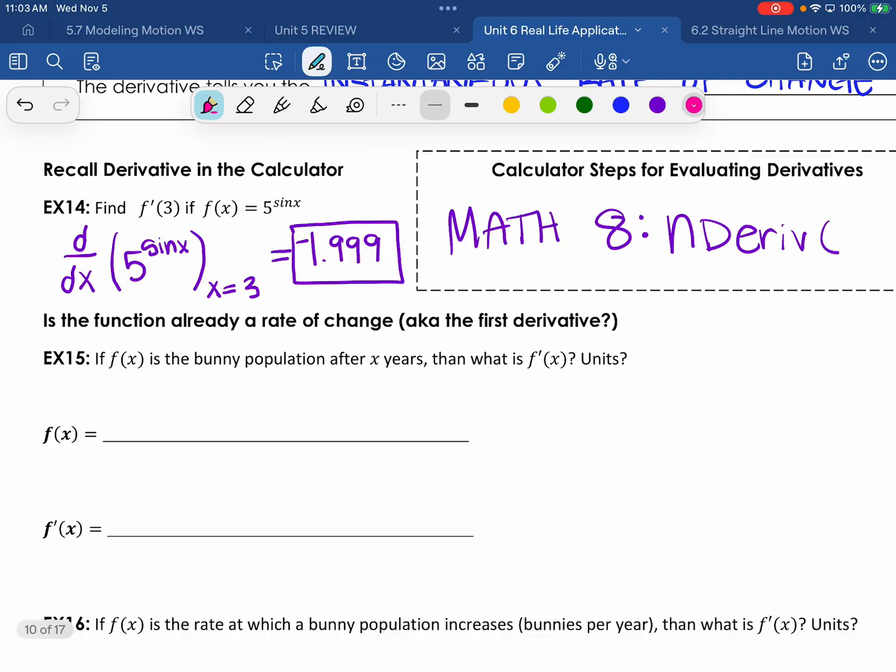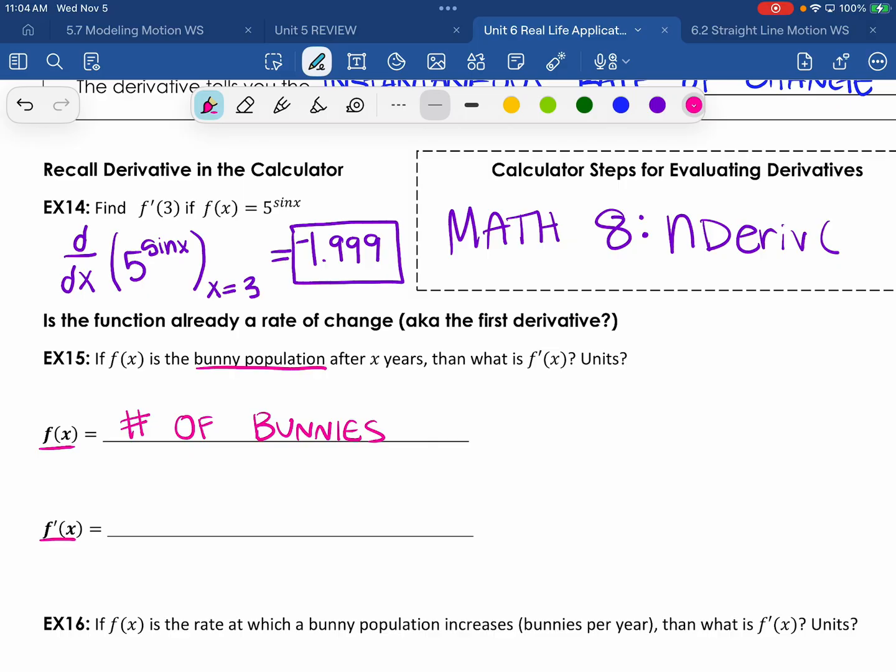All right, so on example 15, it says if f of x is the bunny population after x years, then what is f prime of x and what are the units? All right, so I want to know the units. So f of x is the bunny population. So the units for f of x is going to be number of bunnies. That's how many bunnies there are in my scenario.